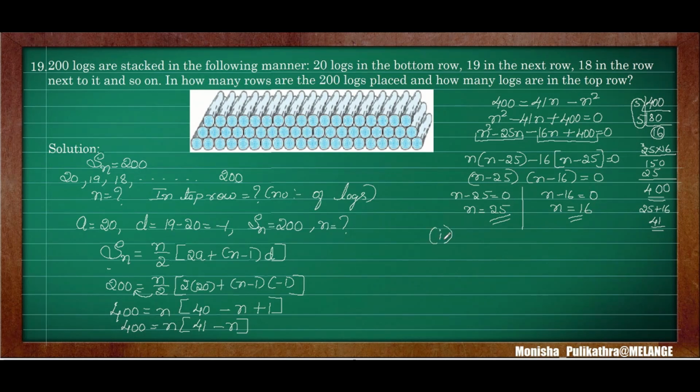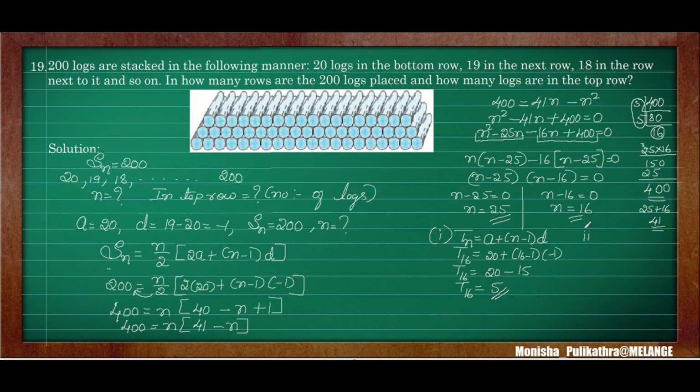In order to decide it, we need to substitute in the Tn formula. So Tn is equal to a plus n minus 1 into d. I will substitute 16 first. T16 is equal to a, which is 20, plus 16 minus 1 into d, which is minus 1. So here plus into minus is minus, and 16 minus 1 is 15. So T16 is equal to 5. If we consider 16 as the number of rows, then in the top row the number of logs is 5.